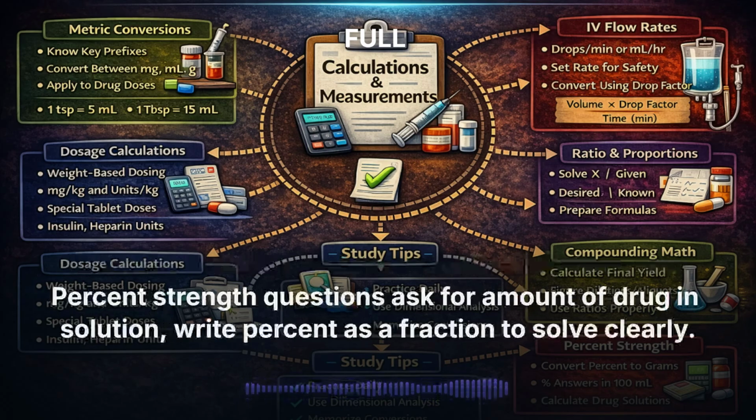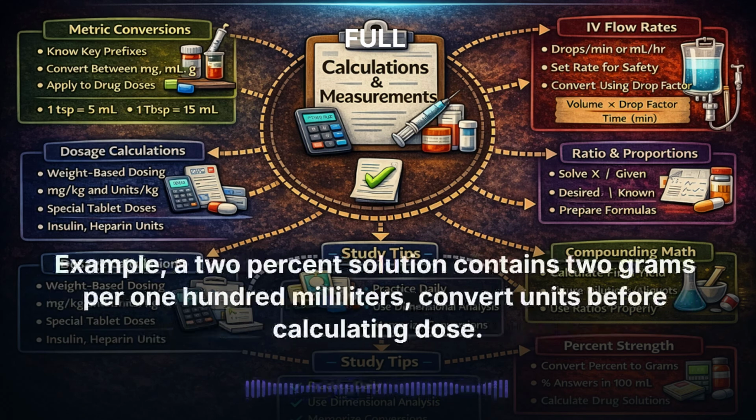Percent strength questions ask for the amount of drug in solution. Write percent as a fraction to solve clearly. Example, a 2% solution contains 2 grams per 100 milliliters. Convert units before calculating dose.